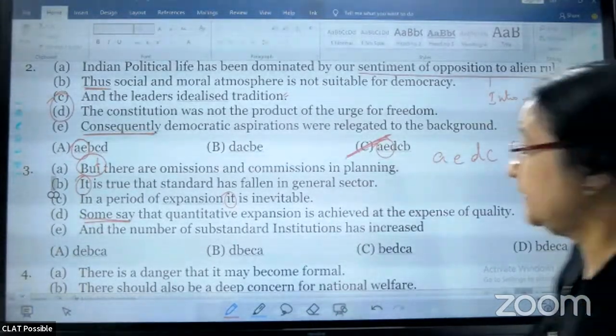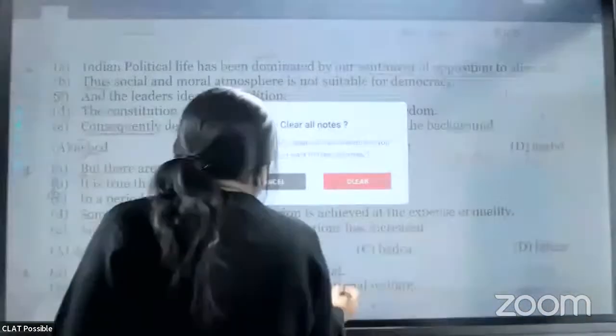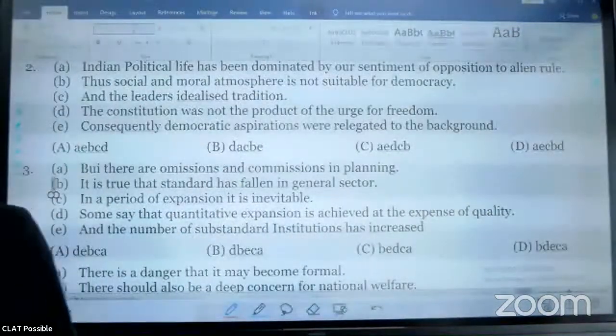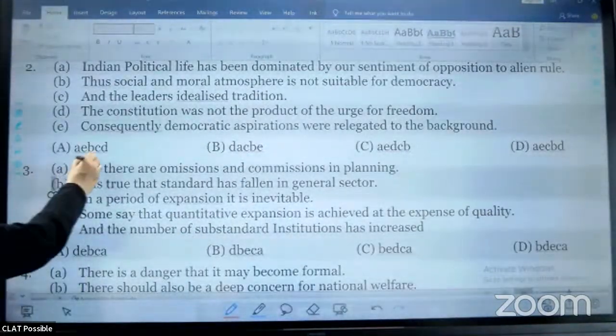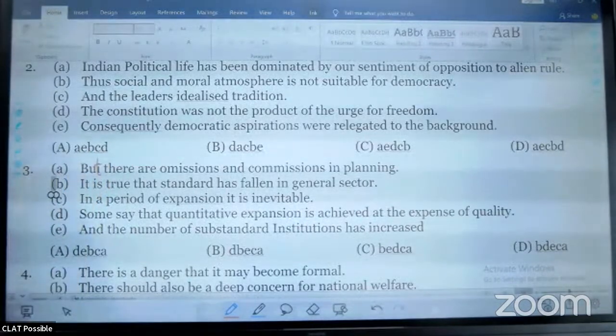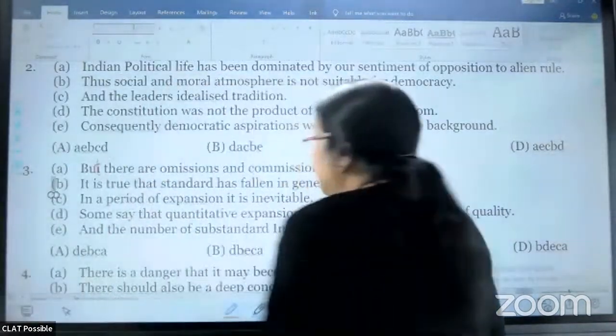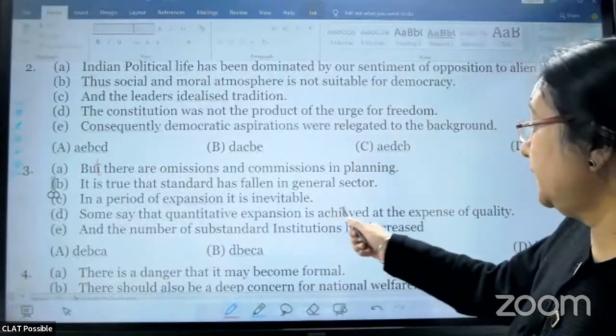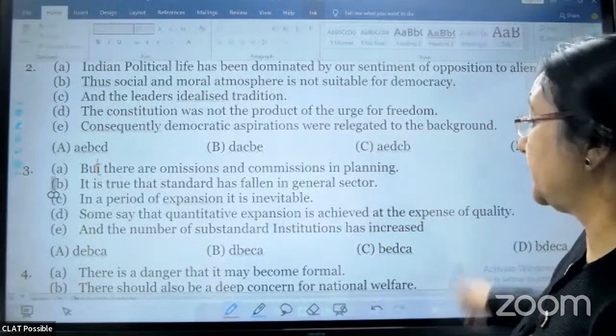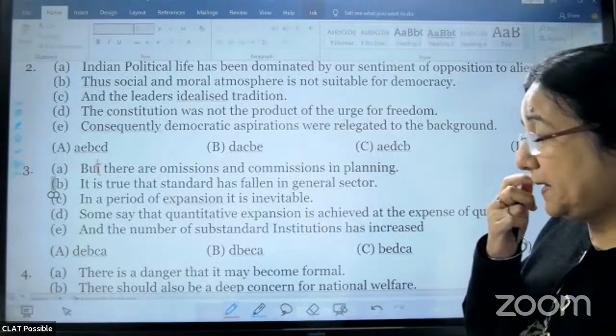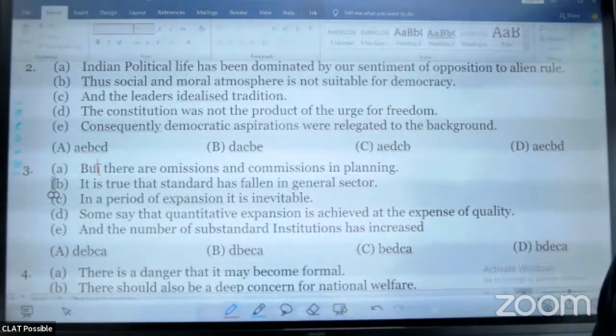Last question for the day. First, let me clear and then start. Okay, the last question. Here also I'm going to form one pair, and all of you can easily see that pair also. If you can see, some say that quantitative expansion is achieved at the expense of quality, and immediately it should be followed by B, Bombay.